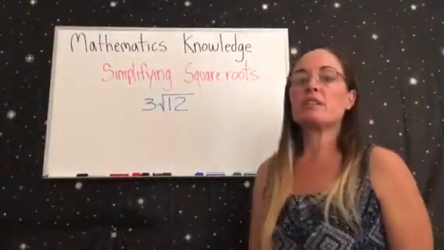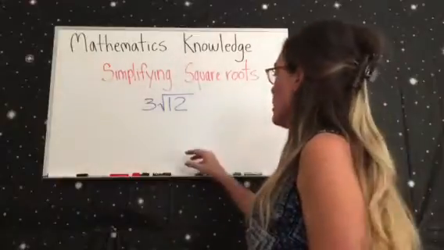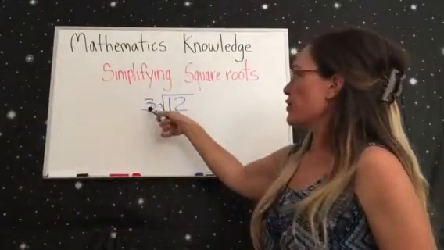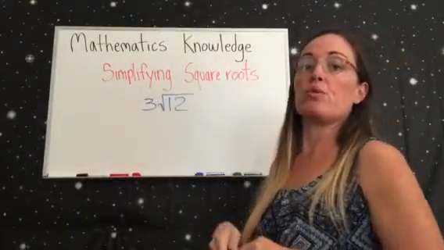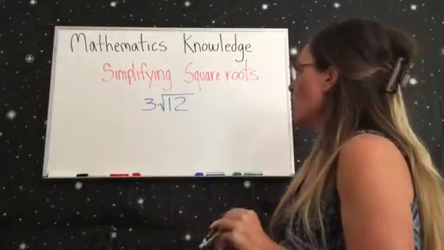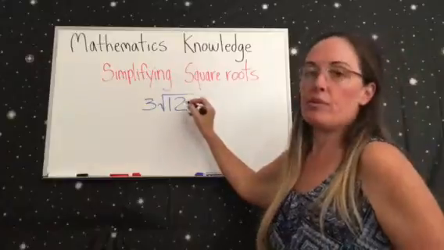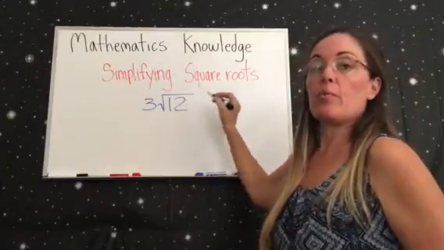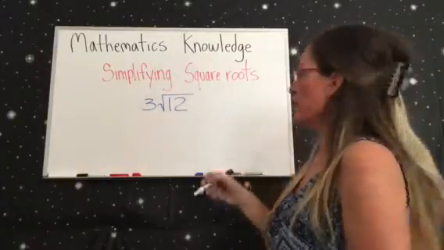Now we're going to work on simplifying square roots. So we have 3 with a square root of 12. So the first thing you need to ask yourself is, we're going to find 2 numbers that equal 12, but one of them has to have a square in it.